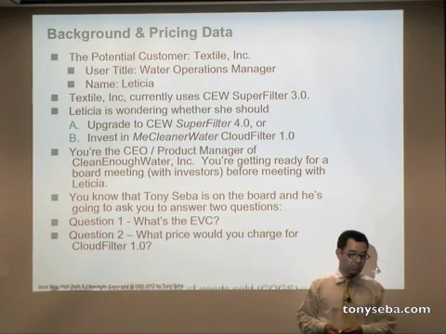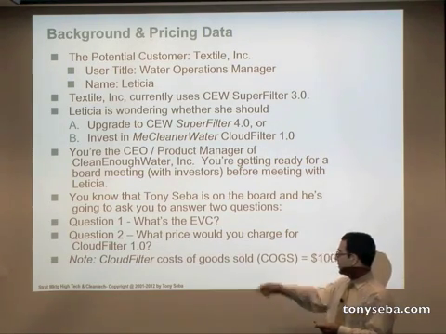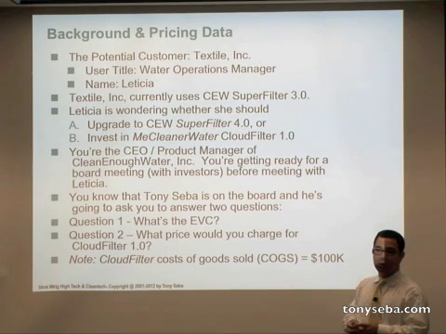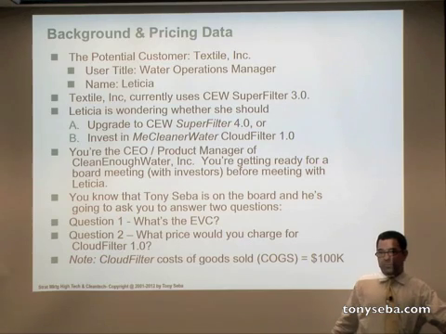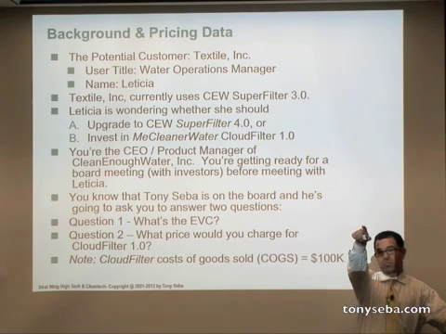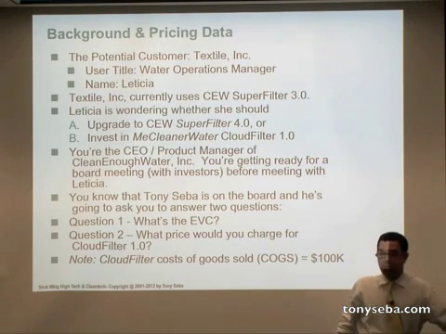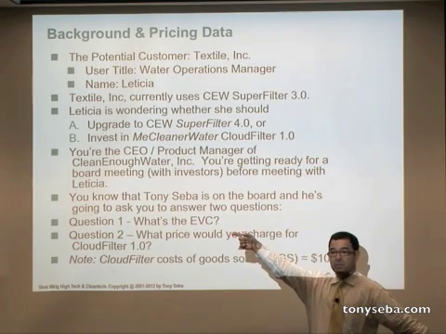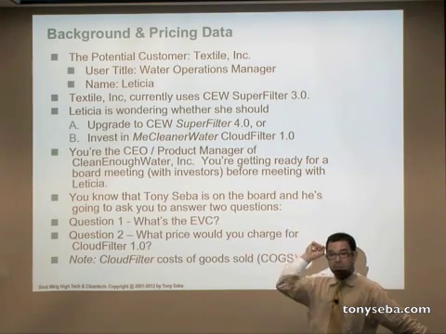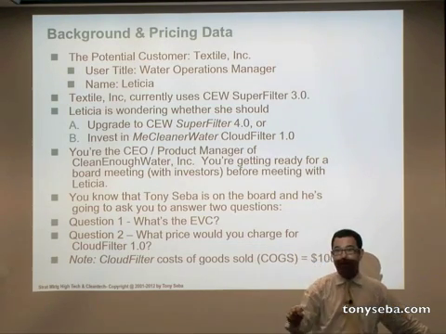Okay, now, another piece of data: Cloud Filter's cost of goods sold is $100,000. How much is the competition pricing it at? They're pricing it at $1 million. 4.0? Yes, $1 million, plus $1 million, plus $1 million. So the competition's total cost of ownership over 4 years is $3 million.